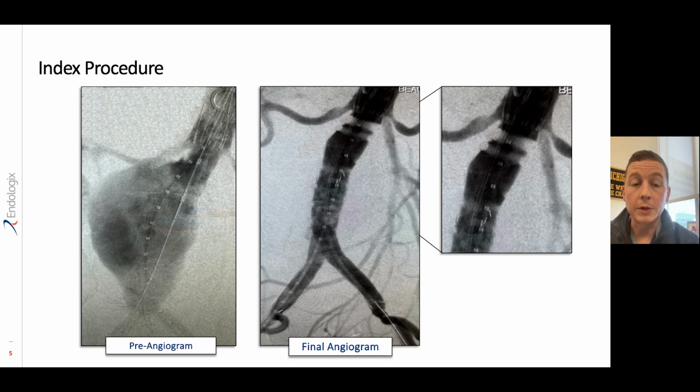Again, you can see our pre-deployment angiogram, which was indicative of this very large aneurysm that had a reverse taper neck. Final angiogram demonstrated that there was a good proximal seal with no evidence of a type 1A or type 1B endoleak. We didn't see any type 3 endoleak as well.